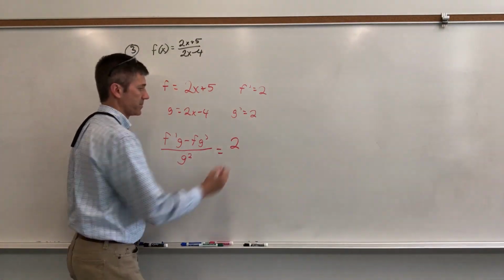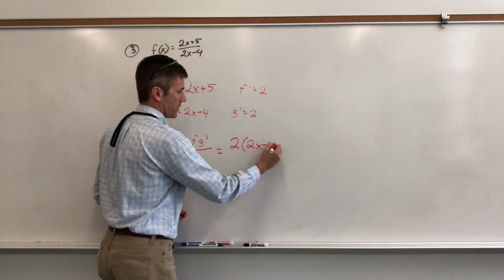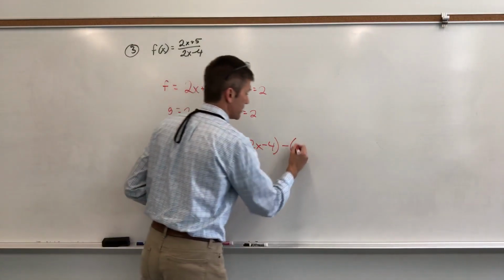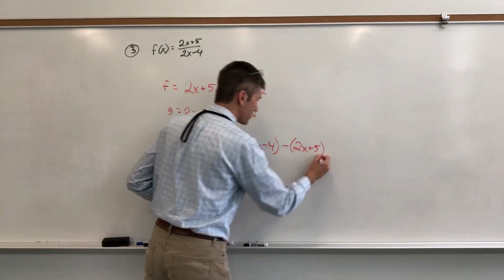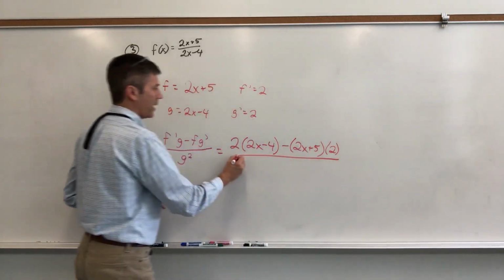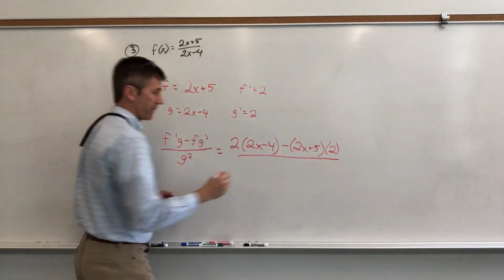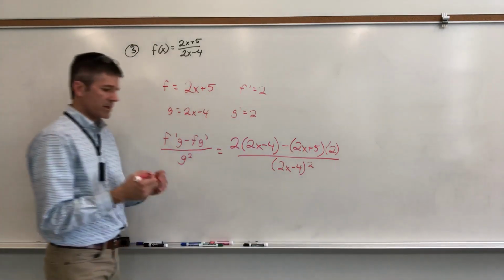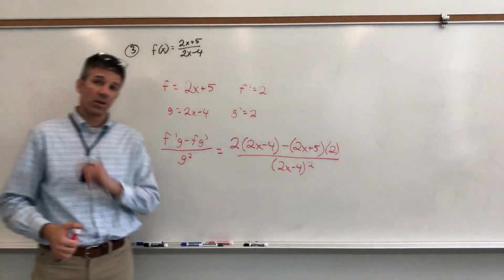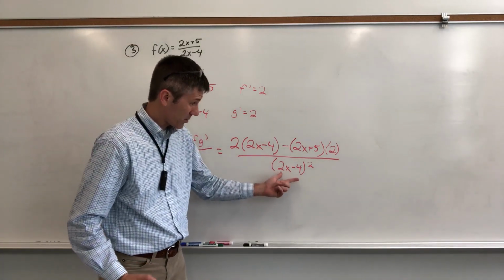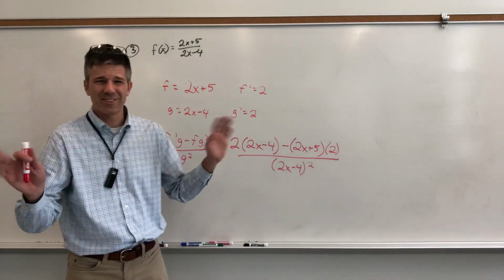F prime g minus f, all of it, g prime, all divided by g squared. Okay, if you're looking at this and saying, why don't I cancel some stuff? Please don't, because if you cancel this with this, you'd be left without being able to cancel this with some of this, and just don't, just don't.